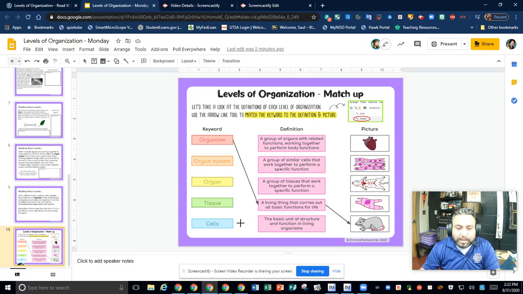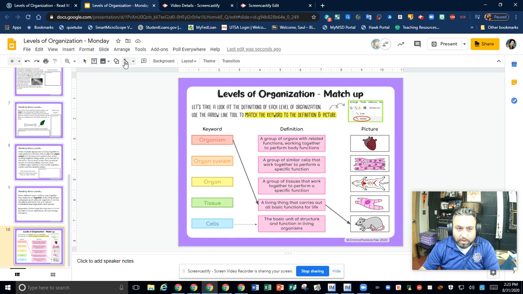I want to match up keywords to the definition and to the picture. So I know right now, looking at this, that cell is the most basic unit and structure of all living things. That definition happens to be right next door. So I'm going to click my mouse, I'm going to drag my cursor, and then I'm going to release, and I just created an arrow pointing from the cell to the definition. I also need to match up from the definition to the picture.